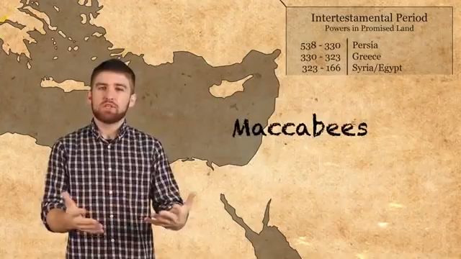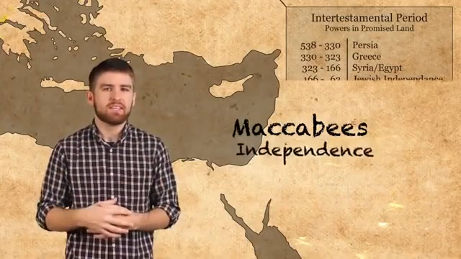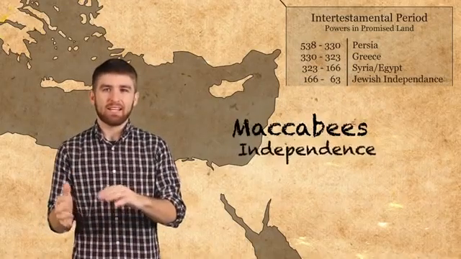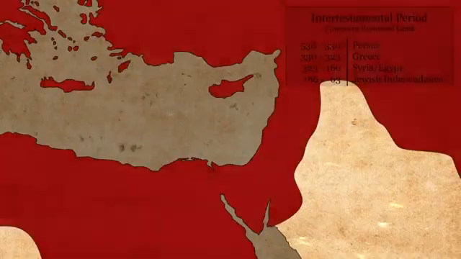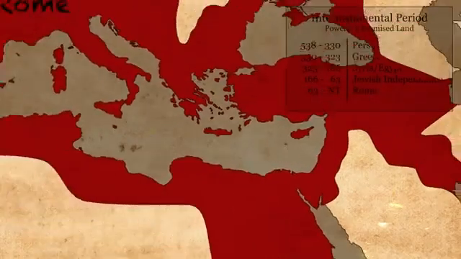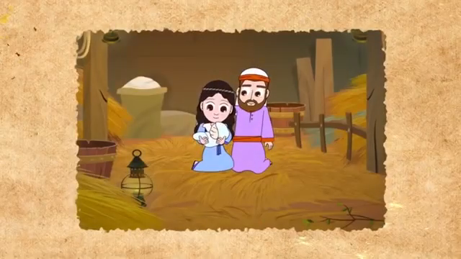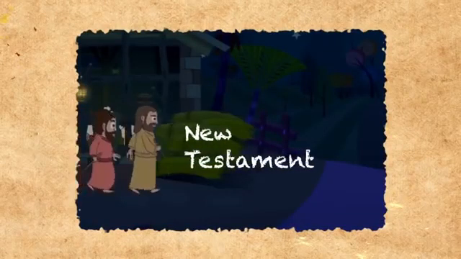Under the Maccabees, the Jews established a wobbly independence in the land for about a century, and in 63 BC, Jerusalem fell to the Roman Empire, which pretty much conquered everything. Jesus was born during the rule of the Roman Empire, and in comes the New Testament.